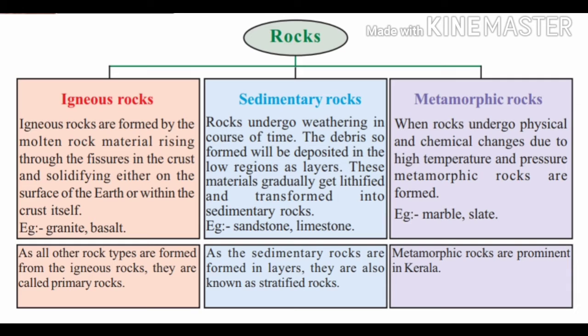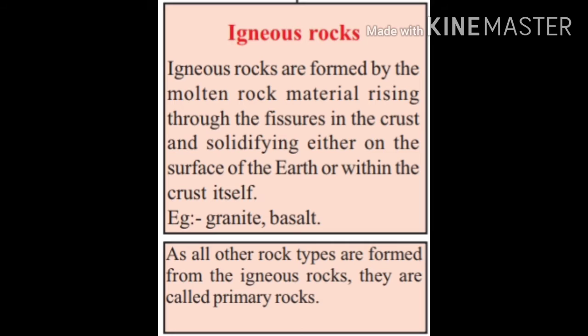Starting with igneous rocks. Igneous rocks are the type of rocks formed when the lava comes out through the fissures in the crust. Fissures means the openings in the rock. When the molten magma comes out through the opening of the crust and solidifies, it forms igneous rocks. These types of igneous rocks are called extrusive igneous rocks.